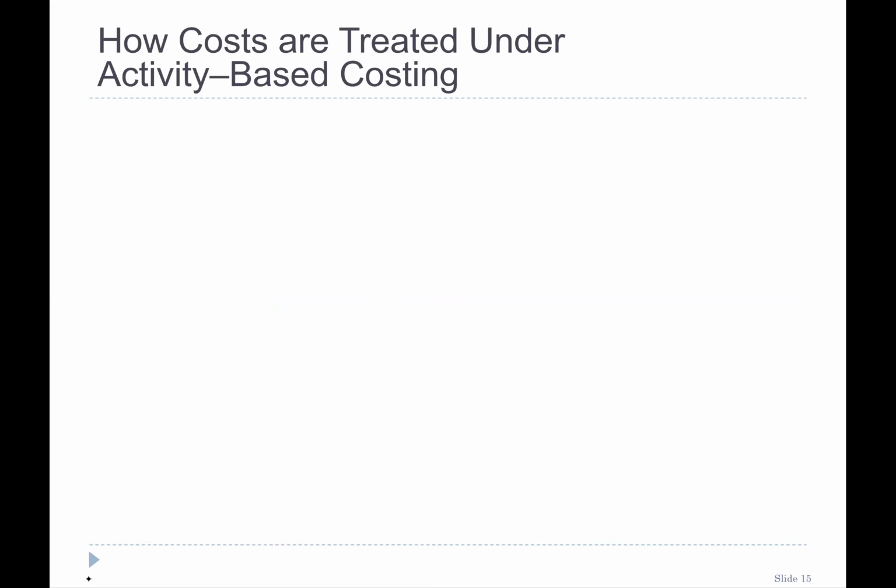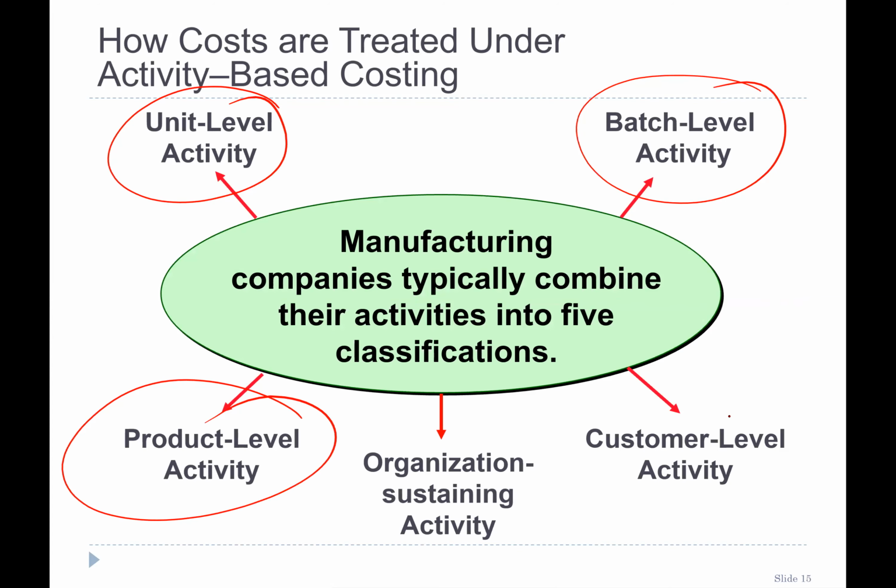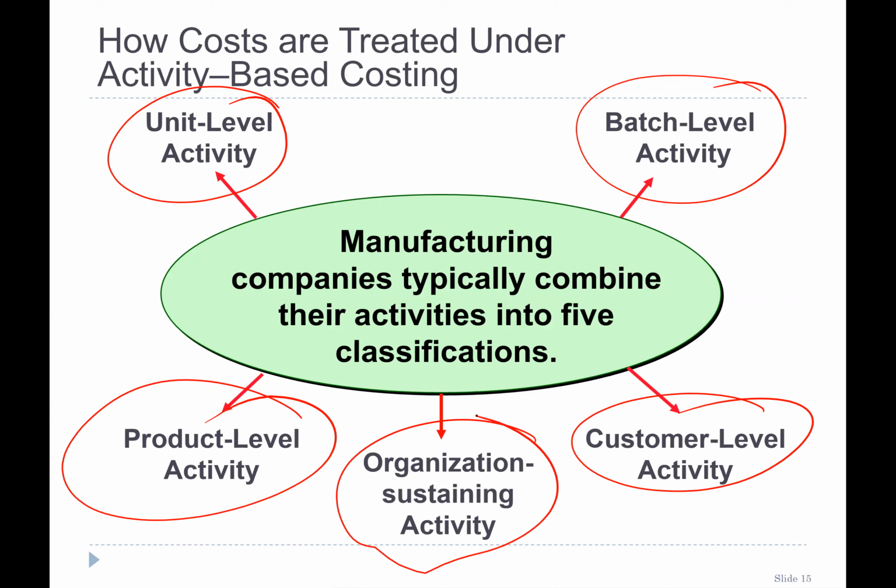So here we go. These are the 5 activity levels. Number 1 is called unit activity level. Number 2 is called batch activity level, product activity level, customer activity level, and organizational sustaining activity level. So manufacturing companies typically combine their activities into 5 classifications.